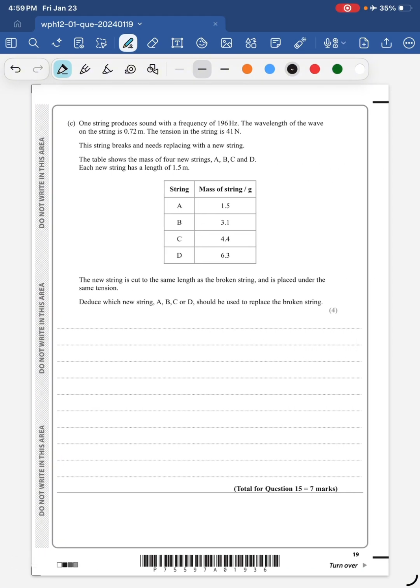C. One string produces sound with a frequency of 196 Hertz. The wavelength of the wave on the string is 0.72 meters. The tension in the string is 41 newtons. This string breaks and needs replacing with a new string. The table shows the mass of 4 new strings A, B, C, and D. Each new string has a length of 1.5 meters. The new string is cut to the same length as the broken string, and it's placed under the same tension. Deduce which new string A, B, C, or D should be used to replace the broken string.